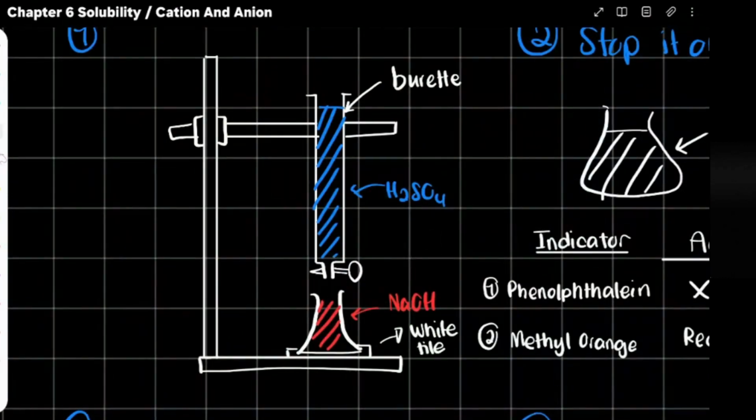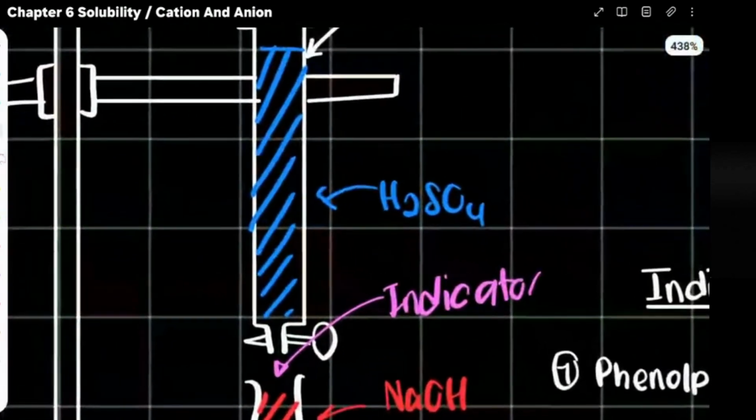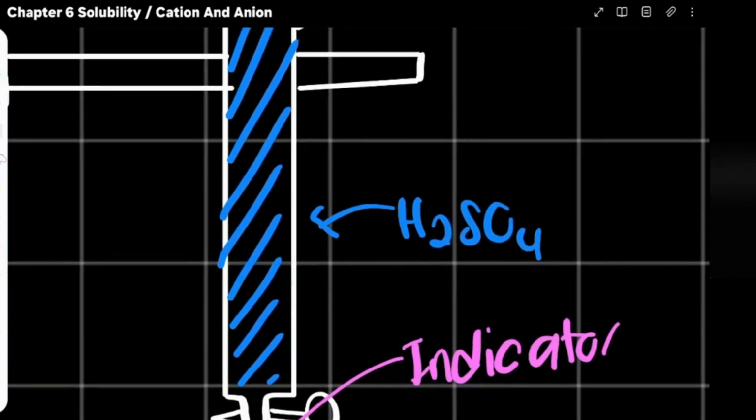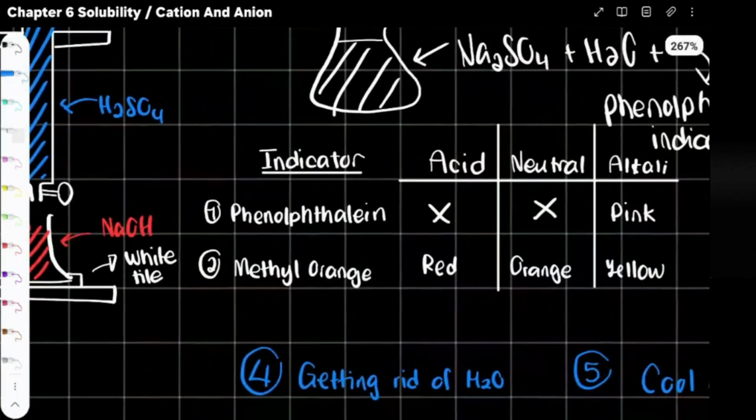Now you also have to put a special thing inside known as an indicator. I want to ask, does anybody still remember the indicators that we learned? Say yes or no. Okay, what's the indicator that you know? There are two indicators that we have to learn in SPM and Form 4. Phenolphthalein, yes. So why do we need to use phenolphthalein?